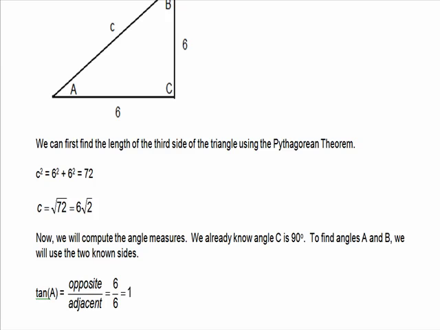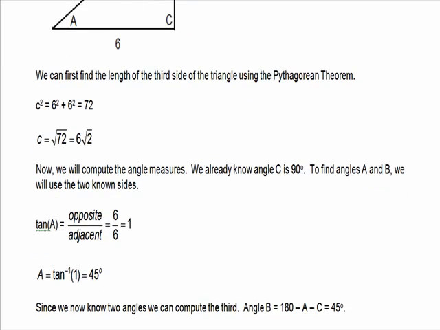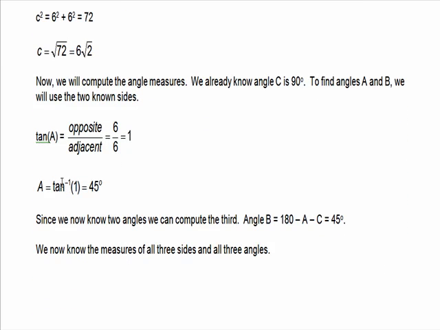So to find angle A and B, we can use the two known sides. So the first thing I might do is say, well, the tangent of angle A is 6 over 6, right, opposite over adjacent is 1. And hopefully I remember from times gone by that the angle whose tangent is 1 is a 45-degree angle. Now I used a little bit of notation here that we haven't used yet, and we're going to come back to it. I actually said that A is the inverse tangent, and if you look at your calculator, if you do second tangent, you get the inverse tangent of 1, and that gives us 45 degrees.